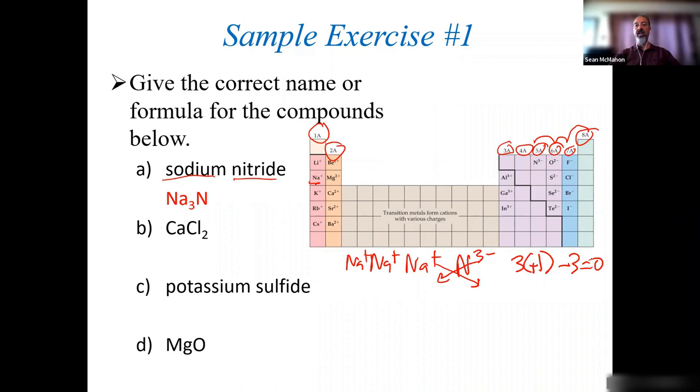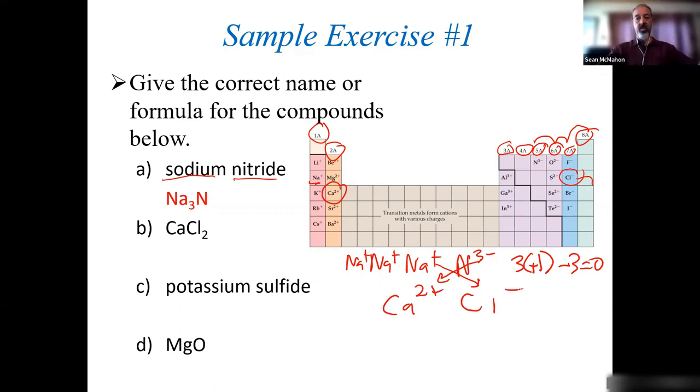So next, calcium chloride. Well, look at the periodic table. Here's my calcium. Here's my chloride. Calcium's group 2, 2+. It's a metal. Chlorine, non-metal. This has got to be ionic. I got a metal and a non-metal. Calcium 2+, group 2. Chloride -1, 7A, because I need 1. So I would go calcium 2+, chloride -1.